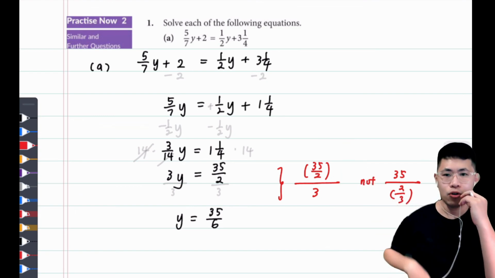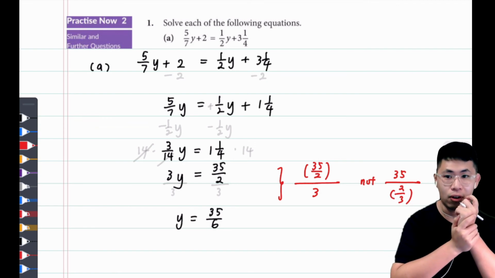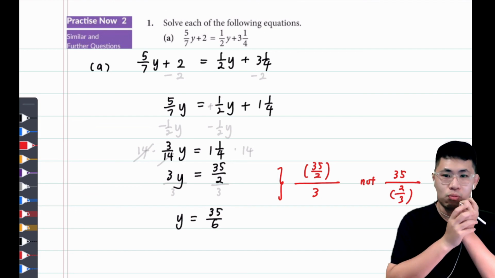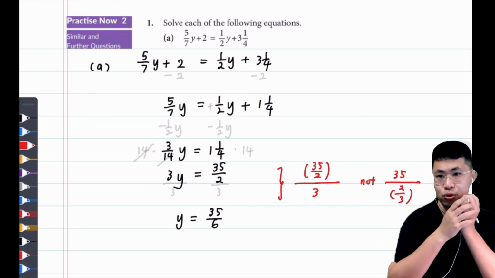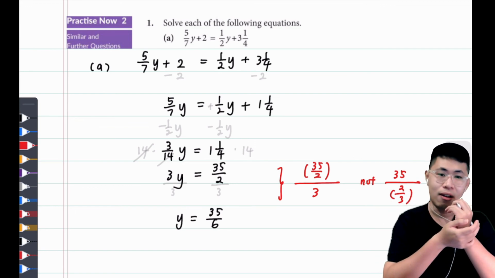Alright, so what have we done so far? We've done the same thing like what we've done before. It's just now with fractions. So stay tuned. We have two more skills to go through as you deal with algebraic expressions with linear equations with fractions.